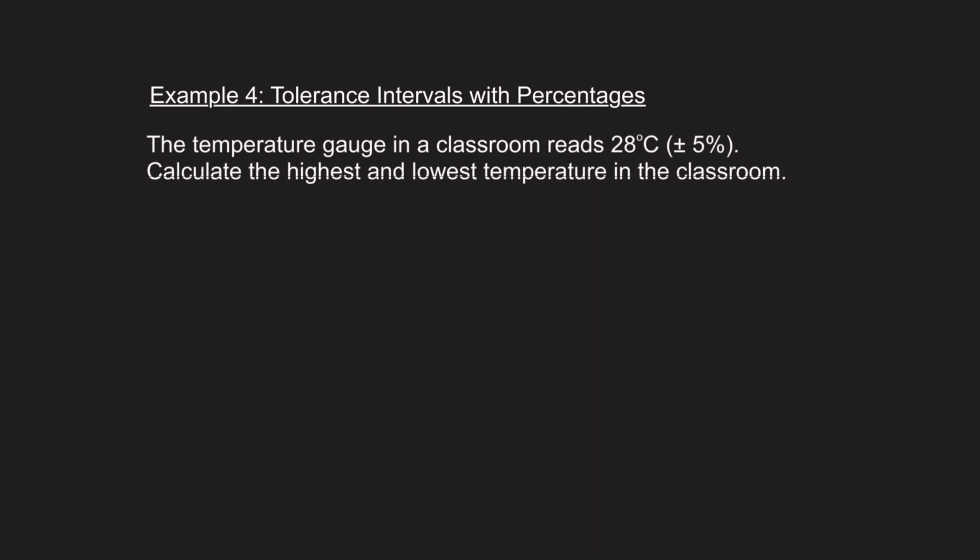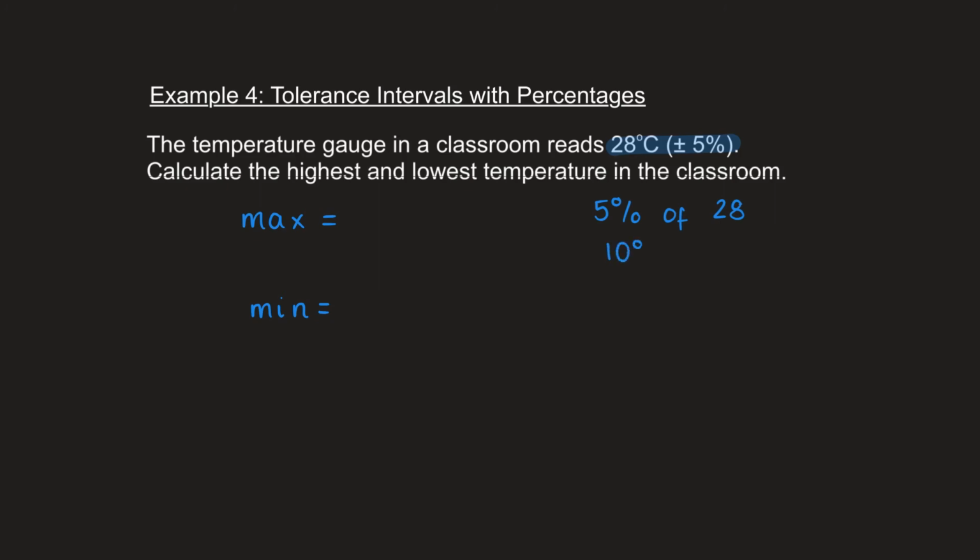Our fourth and final example says that the temperature gauge in a classroom reads 28 degrees Celsius plus or minus 5%. Calculate the highest and lowest temperature in the classroom. So highest and lowest temperature, again, just alternative words for maximum and minimum temperature. So max equals and min equals. We need to find 5% of 28. So we should remember from the percentages topic that there are loads of different ways to do this, and if the way that you prefer to do it is different to the way I'm going to show you, then that's fine. Just stick to the way that you're the most comfortable with.